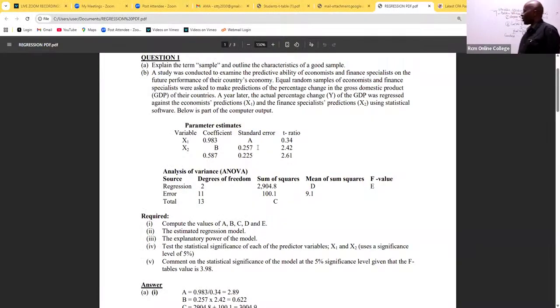Remember the constant had a t ratio of 0.34. So here we have 0.34. That is our A. And then our x1 has 2.42, and then we have our x2. X2, ladies and gentlemen, has a t ratio of 2.61, t ratio.